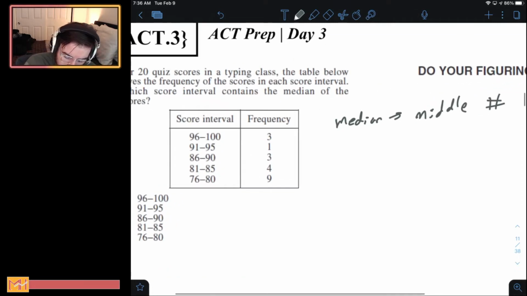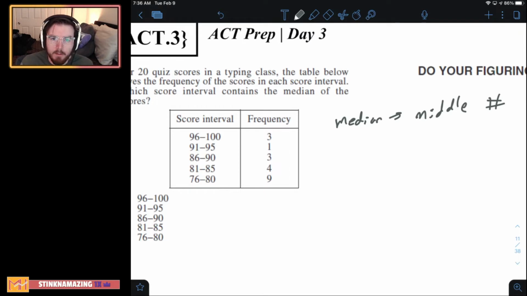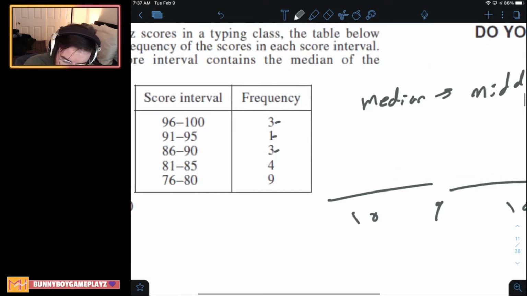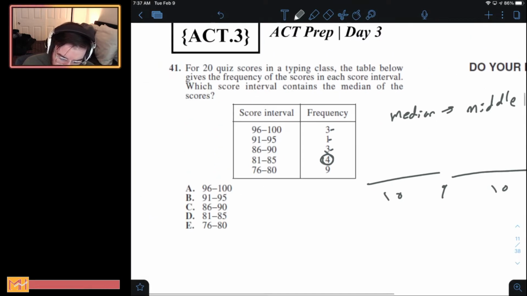So we're asking where the 10th and 11th numbers are, because to find the median, you'd average those two together. There's 10 numbers over here, 10 numbers over here. So the 10th and 11th number: 3, 4, 7, and then right here, 8, 9, 10, and 11. So the 81 through 85, option D.